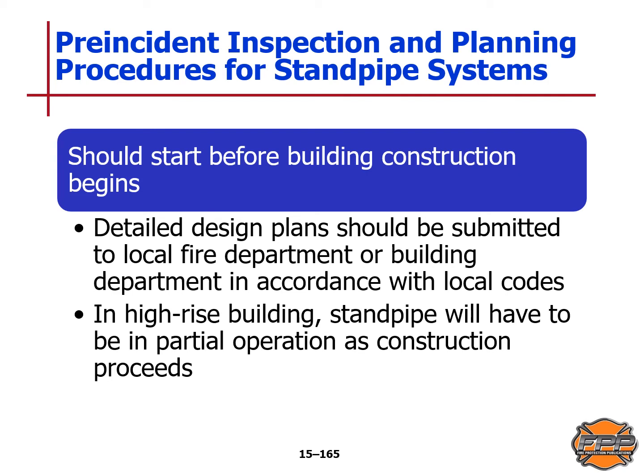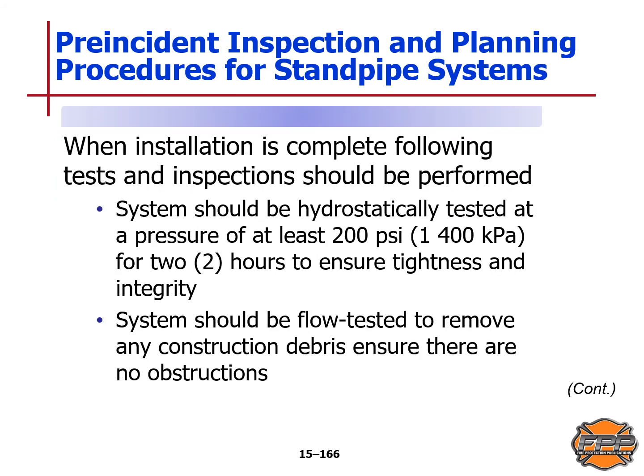Pre-incident inspection and planning procedures for standpipe systems should start before building construction begins. A detailed design plan should be submitted to the local fire department or building department in accordance with local codes. In a high-rise building, a standpipe will have to be in partial operation as construction proceeds. When installation is complete, the following tests and inspections should be performed. First, the system should be hydrostatically tested at a pressure of at least 200 psi or 1400 kilopascals for 2 hours to ensure tightness and integrity.